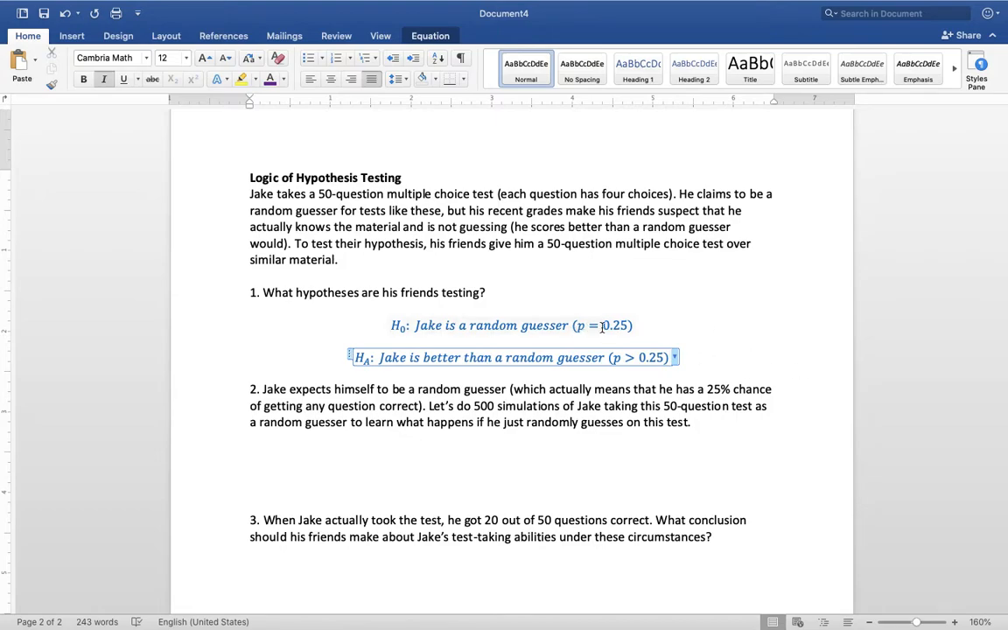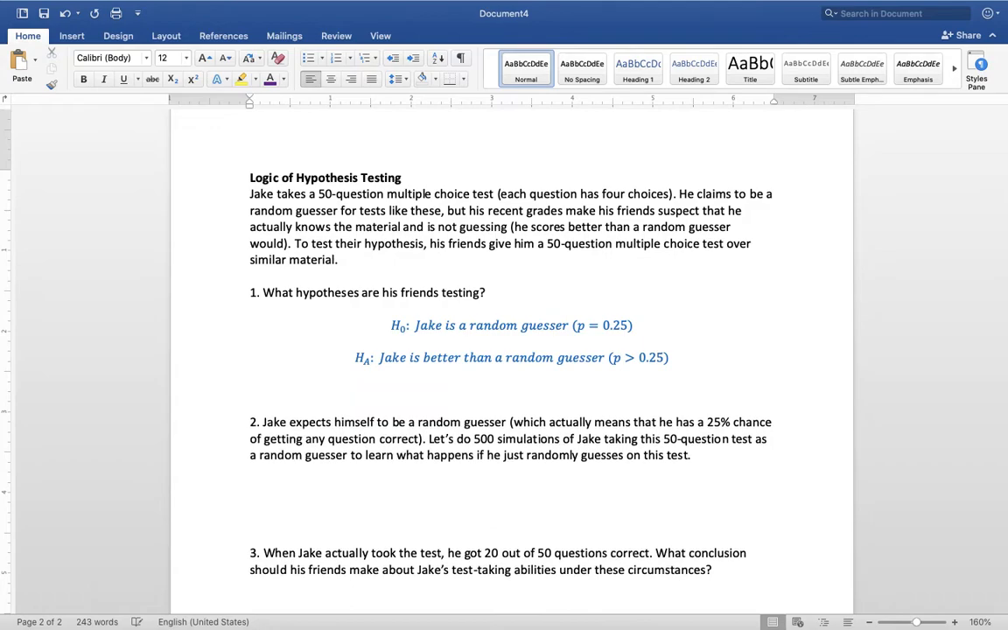So we could write our null hypothesis and alternative hypothesis using p, which is the true proportion. So we define p equals the true proportion, which is your percentage of correct answers on this 50 question test. Okay, so that means the same thing. If someone is randomly guessing on this test, that means they have a 25% chance of getting any question correct. So really, we should expect them to score 25%.